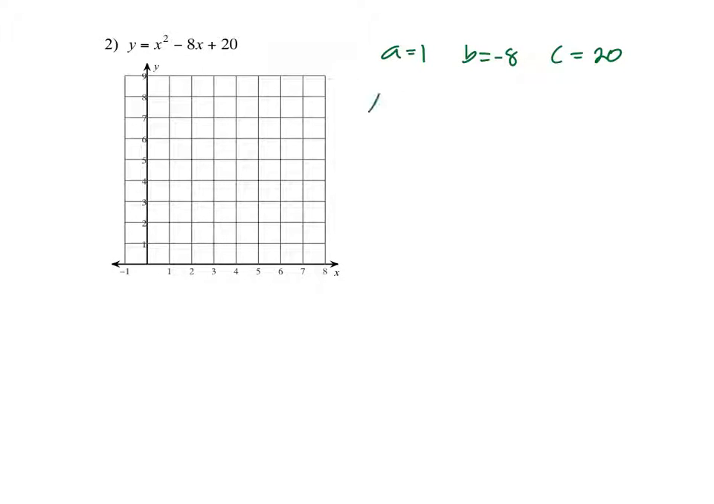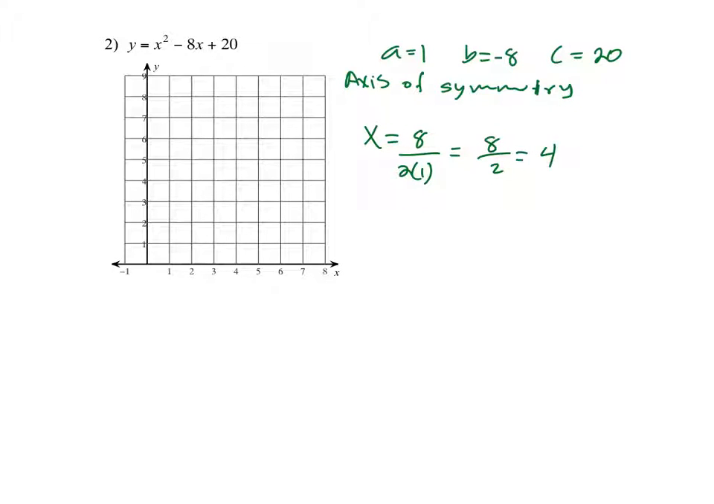Okay, so x equals the opposite of b. This is the axis of symmetry. So x equals the opposite of b, so 8 divided by 2 times 1. So 8 divided by 2 equals 4. Right? So my axis of symmetry is x equals 4.